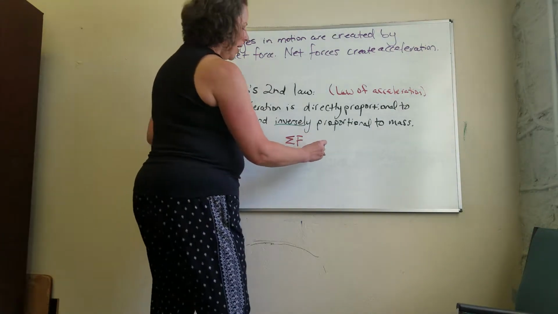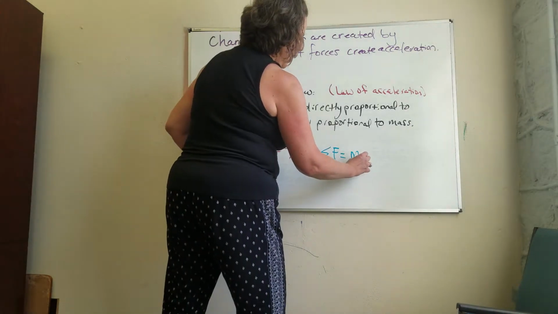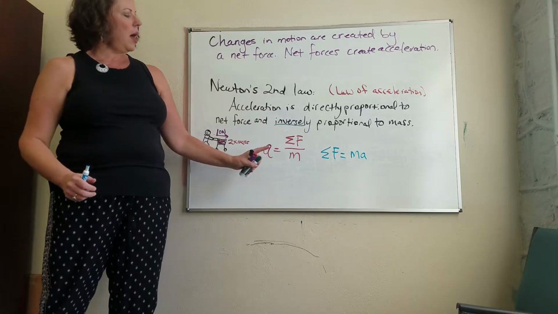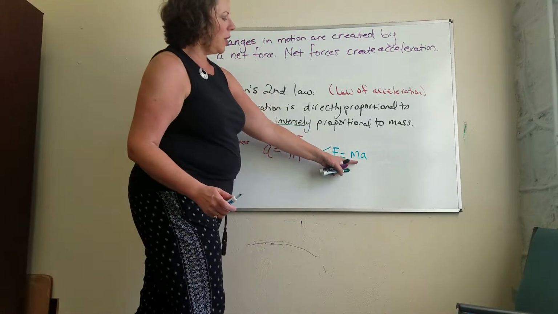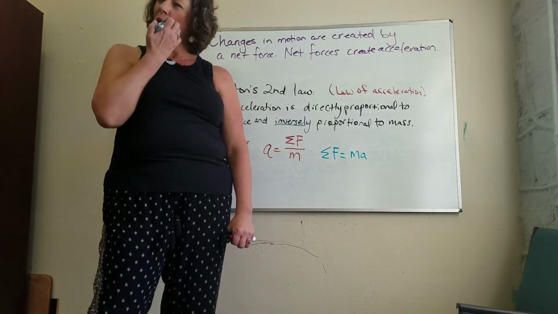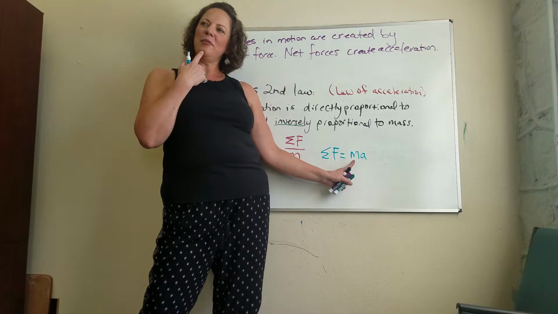If I rewrite this, F equals ma, which is the other acceptable way to write the second law. The mass is, what unit are we using for mass? Have we talked about this yet? I don't think we've talked about this yet, have we?